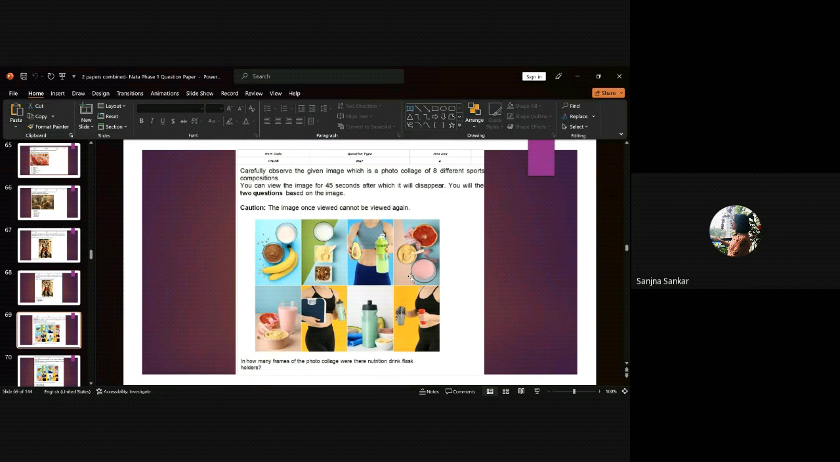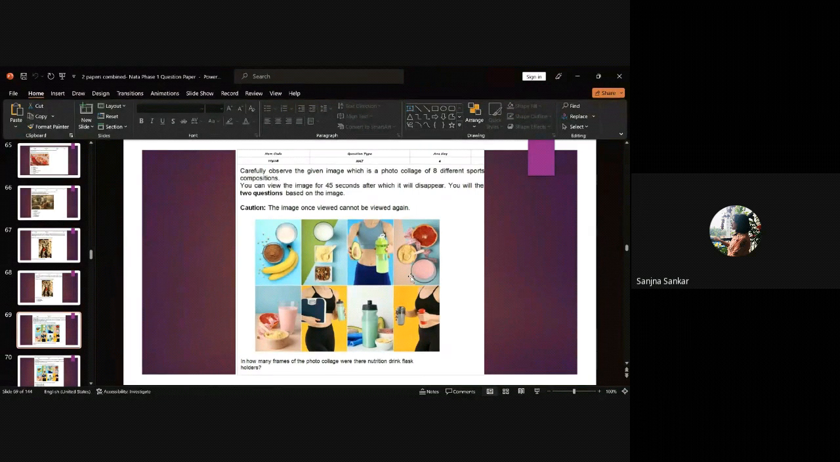Next question. Carefully observe the given image, which is a photo collage of eight different sport compositions. You can view the image for 45 seconds, after which it will disappear. You will then answer two questions based on the image. So the image is shown for 45 seconds, the screen will come up, and then it will disappear. So we're supposed to answer two questions based on the image.